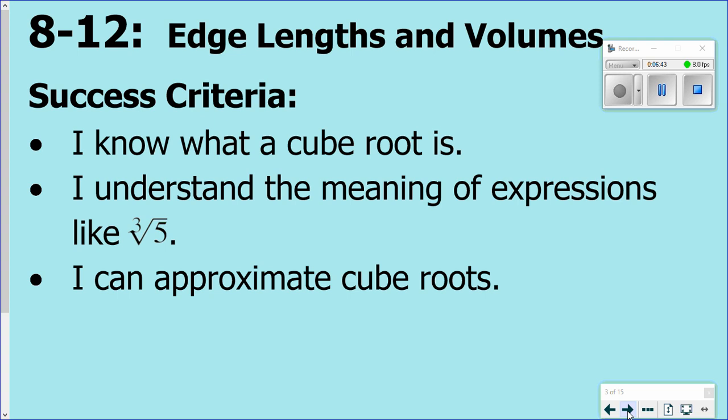When walking out the door today, you should be able to know what a cube root is. You should understand the meaning of expressions like the cube root of 5, that's how we read that, and we will be able to approximate cube roots.